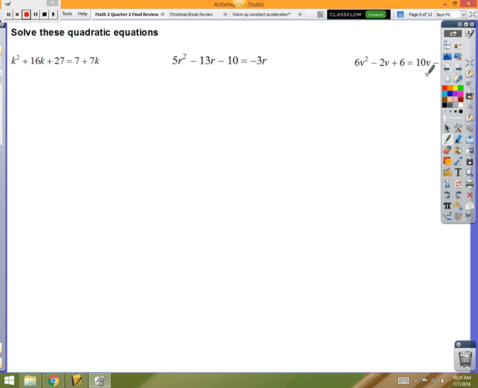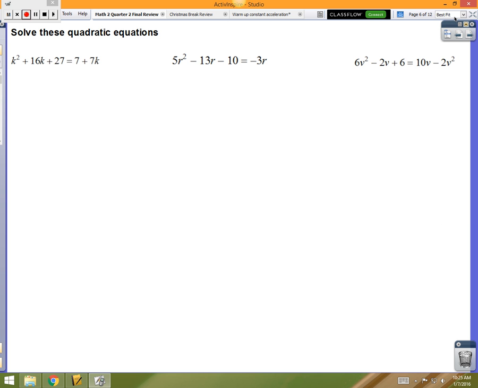Okay, 3 quadratic equations. You got to solve them. Now they're designed: one's easy, one's medium, one's hard. So first move in any quadratic, because you got to get everything on the same side. So move this over. Move this over. I'm going to change them to x's. X squared. 16 take away 7 is 9x's. And then 27 take away 7 is 20.